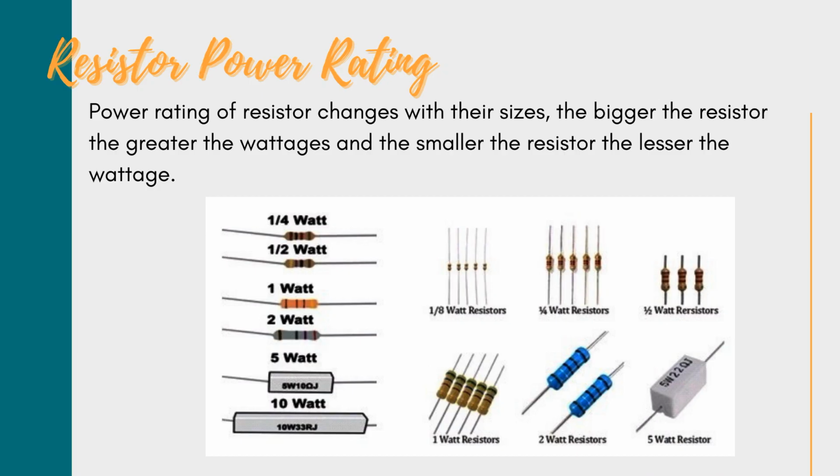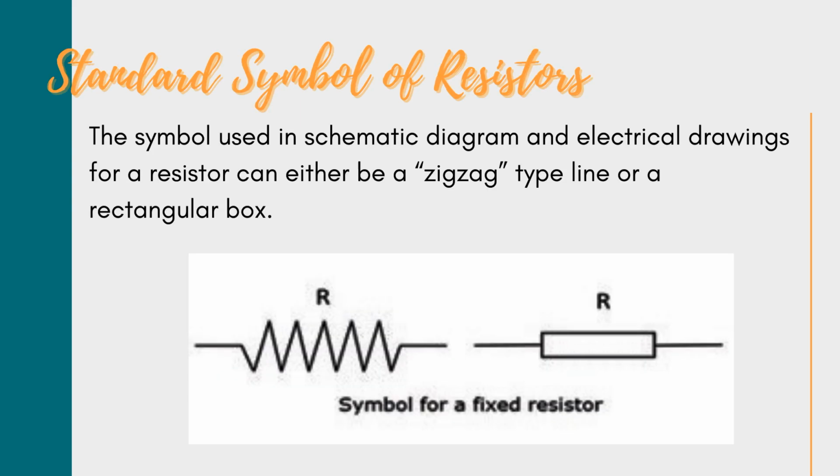Resistor power rating. Power rating of resistor changes with their sizes. The bigger the resistor, the greater the wattages, and the smaller the resistor, the lesser the wattage. Standard symbol of resistors. The symbol used in schematic diagram and electrical drawings for a resistor can either be a zigzag type line or a rectangular box.